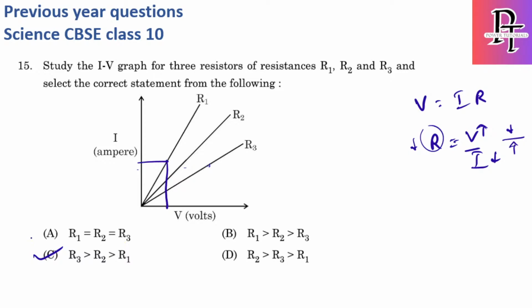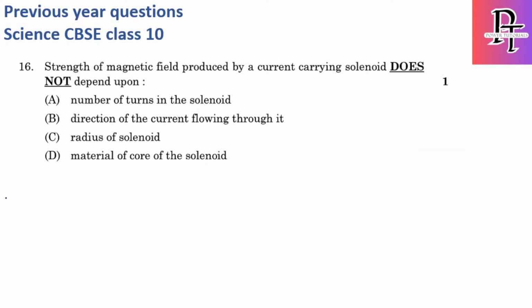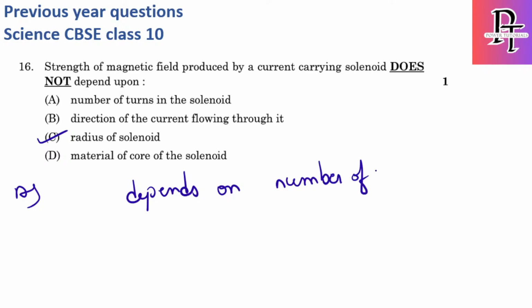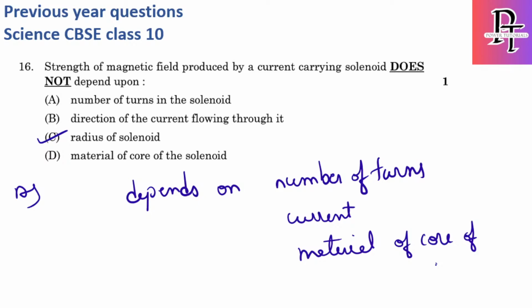Okay, let's move to the 16th. Strength of a magnetic field produced by a current carrying solenoid does not depend on. The magnetic field depends on the number of turns, the current flowing through it, and the material of the core of the solenoid.